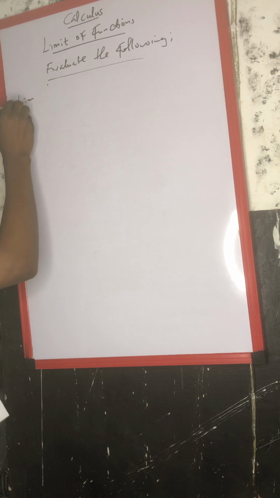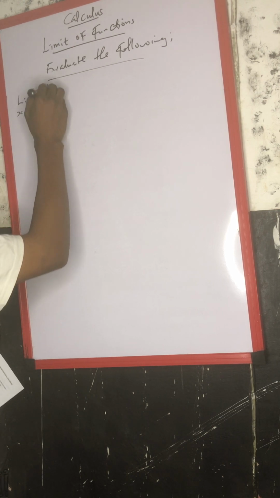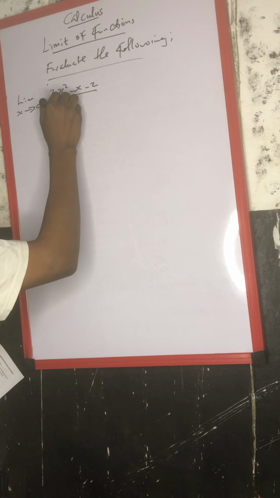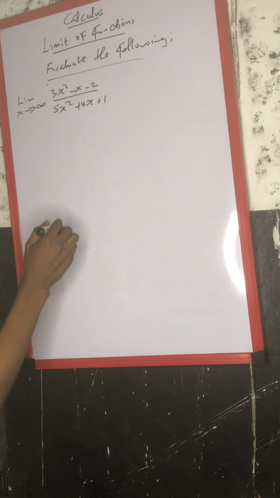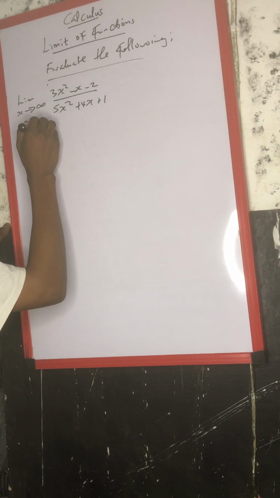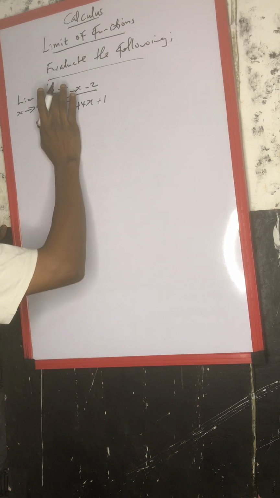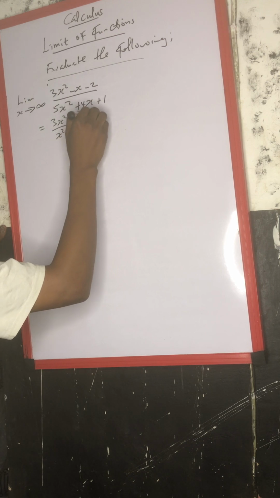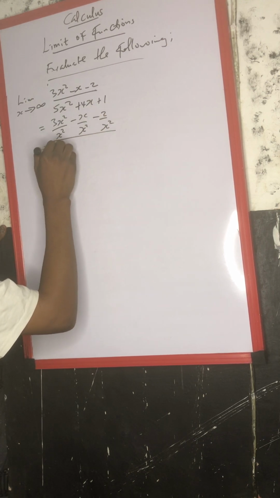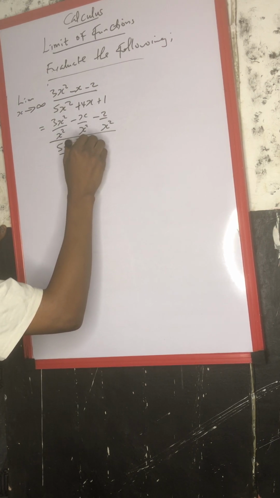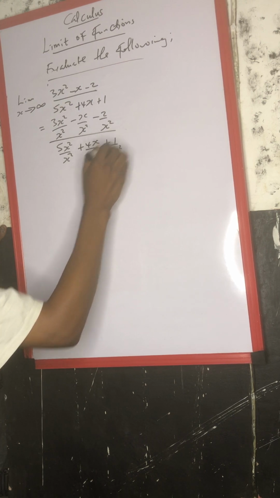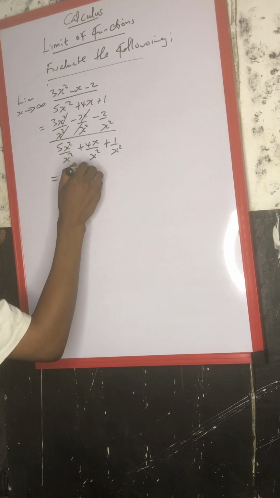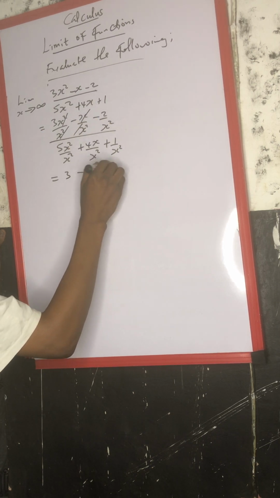Alright, we have limit of s approaches infinity of 3s squared minus s minus 2, all over 5s squared plus 4s plus 1. Don't forget, divide by the highest power of the variable. The highest power there is power 2. It becomes 3s squared over s squared minus s over s squared minus 2 over s squared, all over 5s squared over s squared plus 4s over s squared plus 1 over s squared.